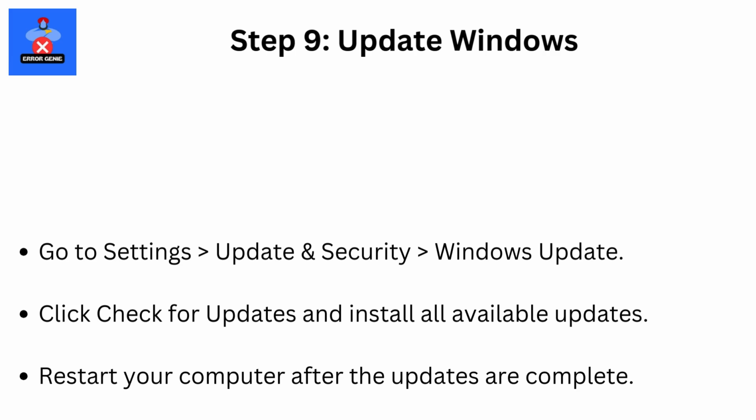Step 9. Update Windows. Go to Settings, then Update and Security, then Windows Update. Click Check for updates and install all available updates. Restart your computer after the updates are complete.